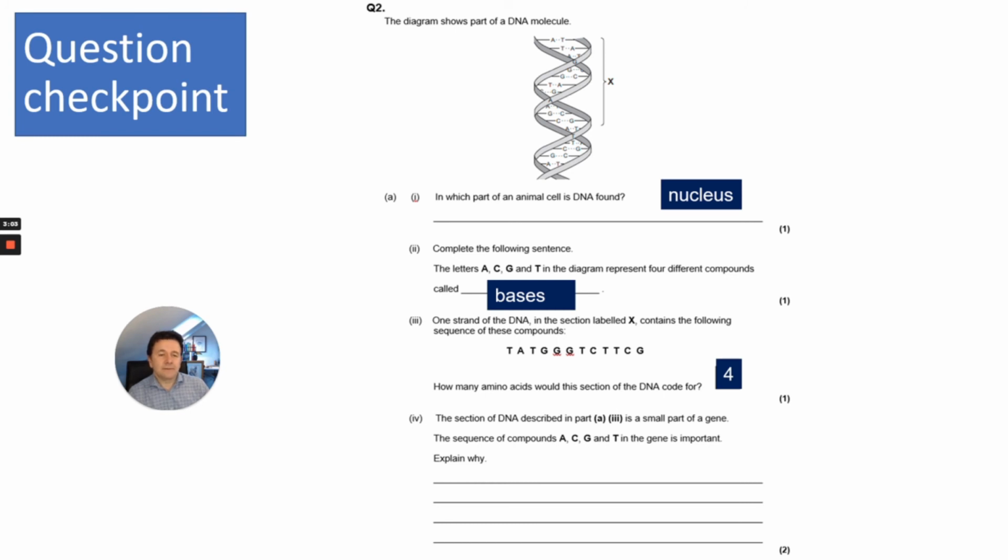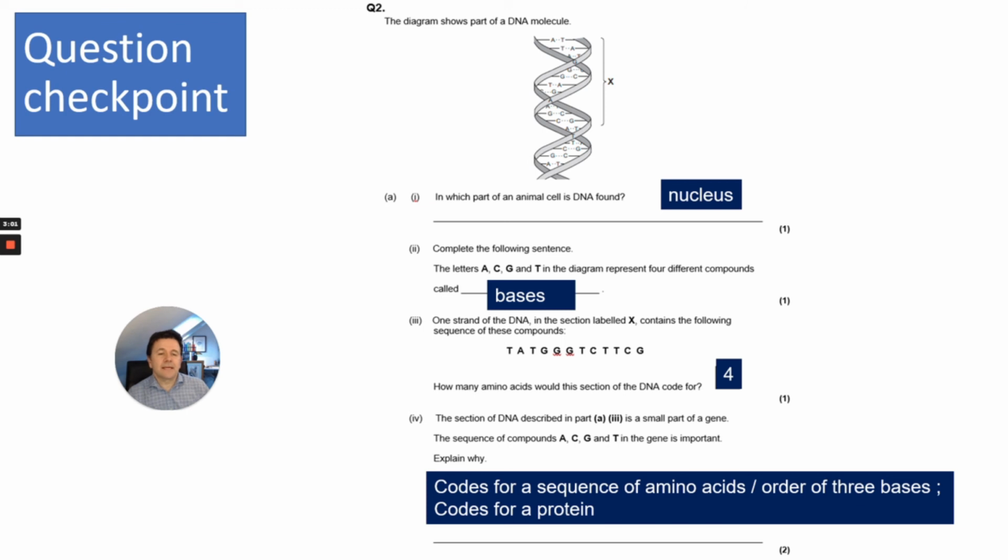And then the last one. They code for a sequence of amino acids, or the order of 3 bases, which codes for a protein. You don't need all of that answer, you just need, if you look at the slash, that means or.